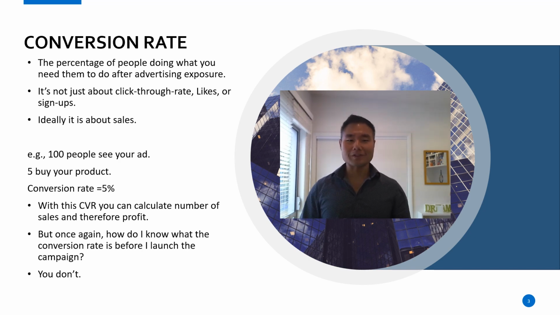Well, another spoiler alert, you don't, because you're only guessing that a certain number of the 100 for this particular example would buy your product. So in this case, 5 people bought your product. But until those 5 people buy the product, you really don't know how many are going to buy the product, right? So once again, it comes down to trying to make a reasonable assumption as to what's going to happen.